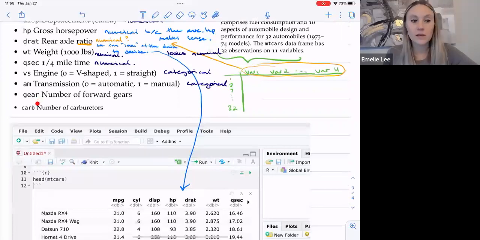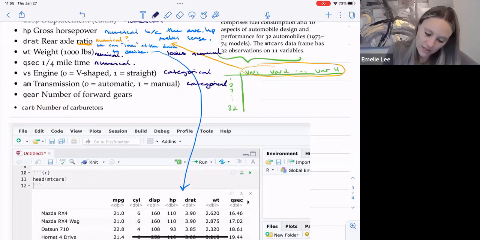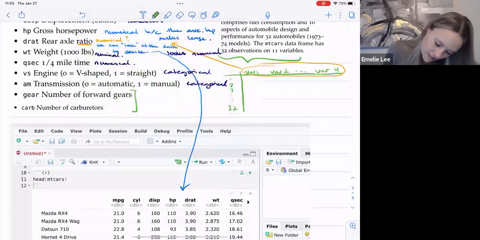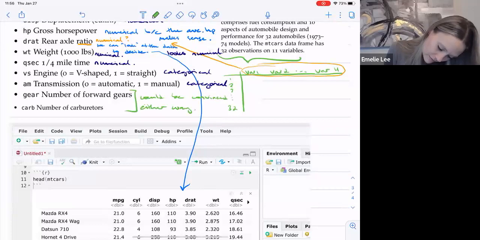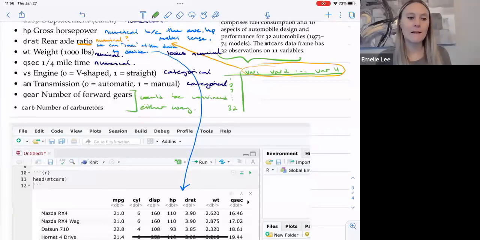Gear is one of those where it doesn't make sense to talk about the average number of gears. Maybe it does, and so I could be convinced either way here. Same thing for the number of carburetors. I could be convinced either way. That can happen, but just remember your argument. We're not going to focus on those variables, so I'm going to ignore them for now.